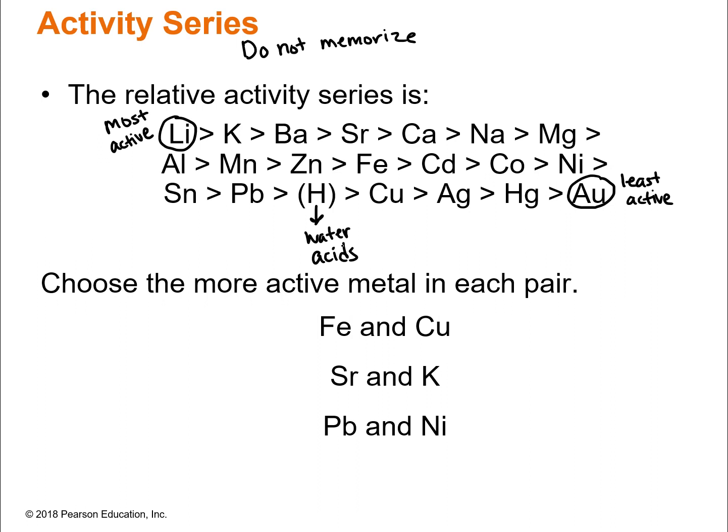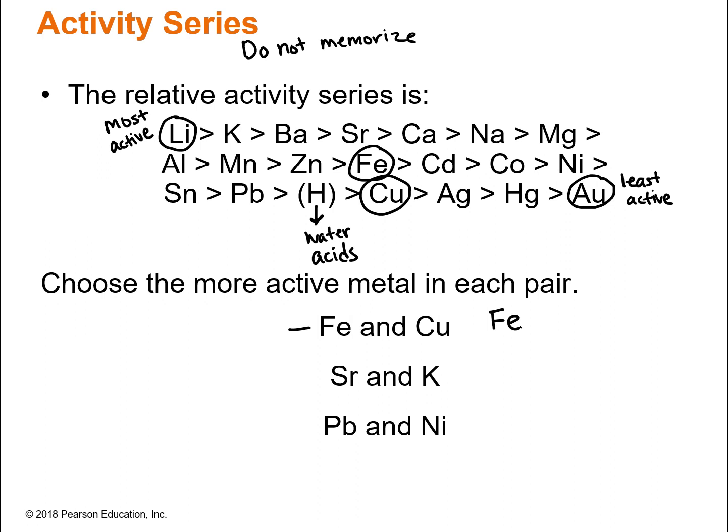So let's do a little practice with the activity series. We're going to choose the more active metal in each pair. Now we talked about iron and copper on the last slide, but I'll show you where they land on the activity series. Iron is here. Copper is here. Iron comes before copper, so iron is more active.